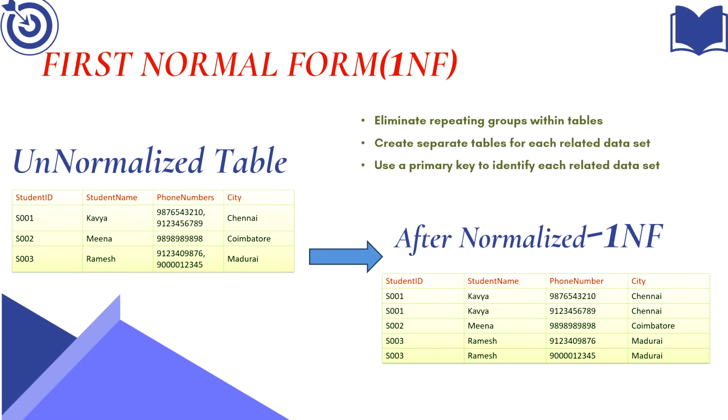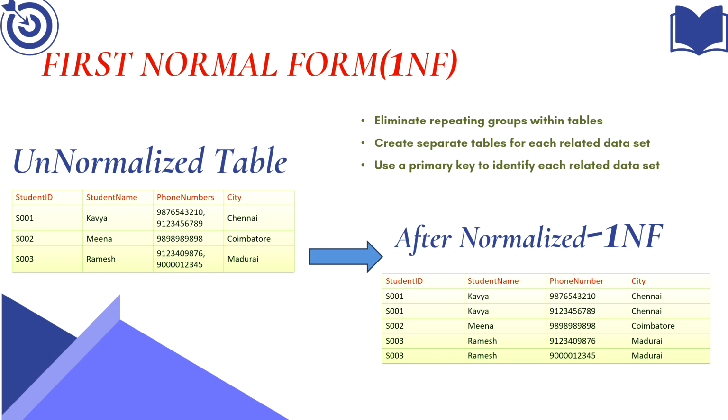Let's see the first normal form. In first normal form, we focus on eliminating the repeating groups in a table. Each cell should contain only one value and each record should be unique. For example, on the left-hand side, we see the unnormalized table. When we apply 1NF, it will look like this. In the unnormalized table, one particular student has multiple phone numbers. After removing the repeated values, every record is unique.